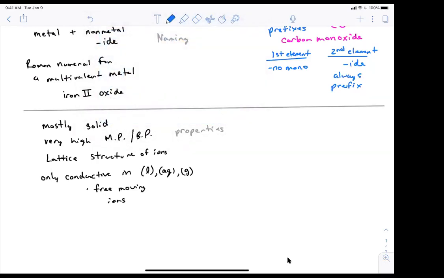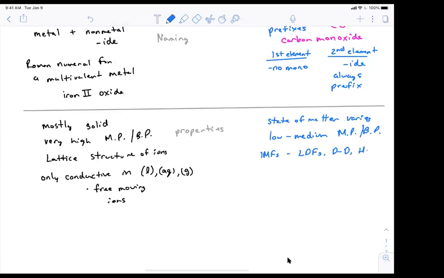For covalent molecules, state of matter varies. Okay, they generally have low to medium melting points and boiling points. Their intermolecular forces are broken down to LDFs, dipole dipole, and hydrogen bonding. And those IMFs dictate kind of the other physical properties like boiling point and melting point. And we'll talk about IMFs a little bit later on in this unit.